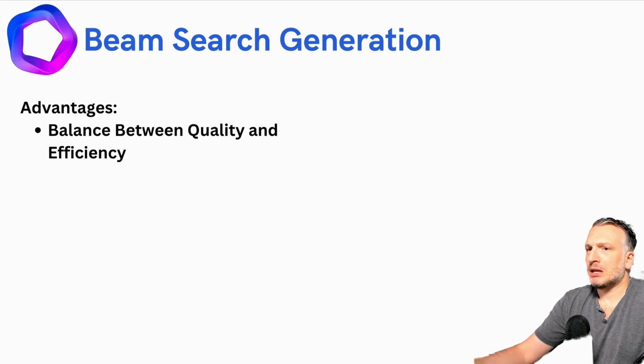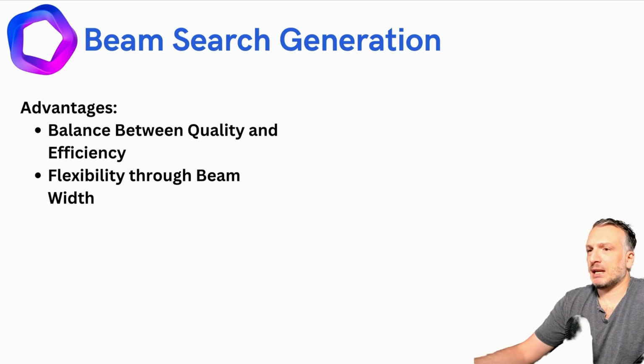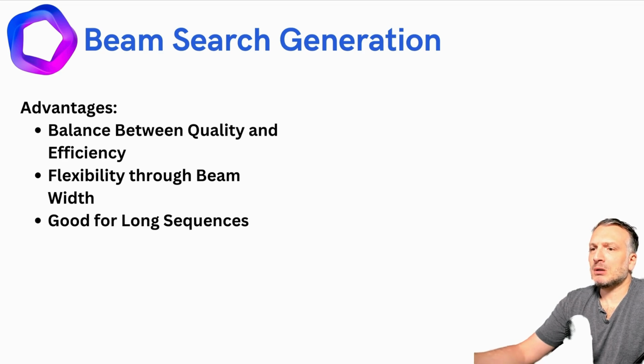Beam search strikes a balance between the greedy search efficiency and the ability of exploring multiple paths. It generally produces better results than greedy search without the computational expense of exhaustive search. It is flexible through the beam size, also called the beam width. The beam width is a tunable parameter. A larger beam width allows the algorithm to explore more paths, increasing the chance of finding a better sequence. It is good for long sequences. Unlike greedy search, beam search can better handle longer sequences as it maintains multiple candidates at each step and can therefore avoid local minima better.